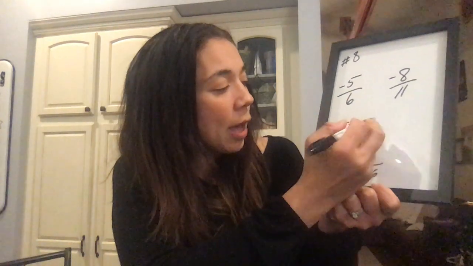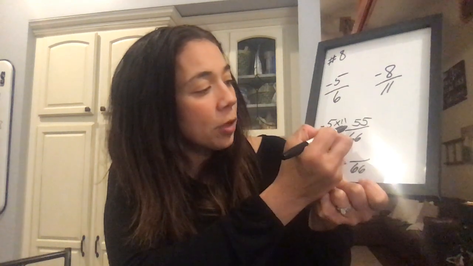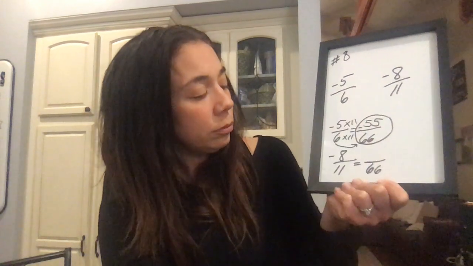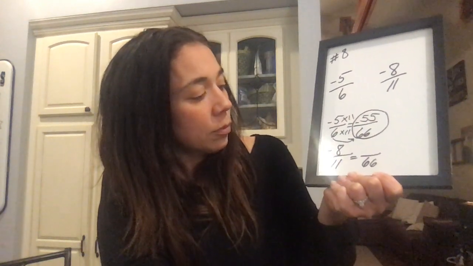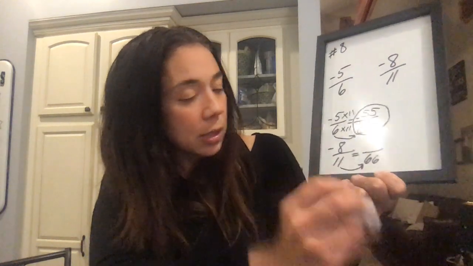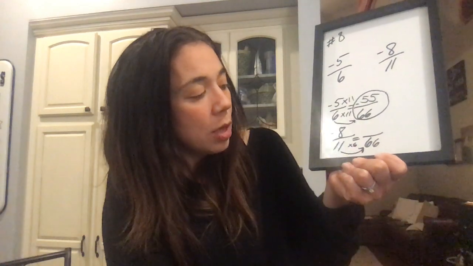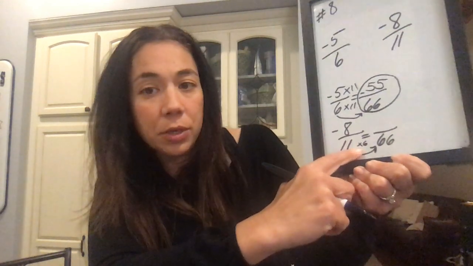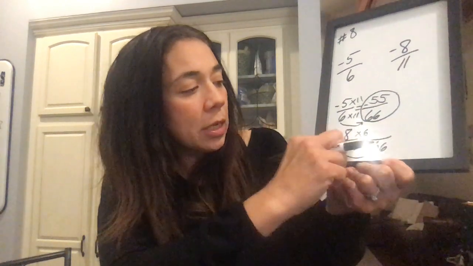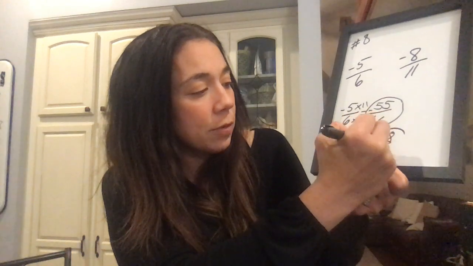And here we get 55. And don't forget that it's a negative 55. How do we get from 11 to 66? We multiply by 6. And if we multiply by 6 down here, we must multiply by 6 up here. And 8 times 6 is 48. And don't forget that it's a negative number.